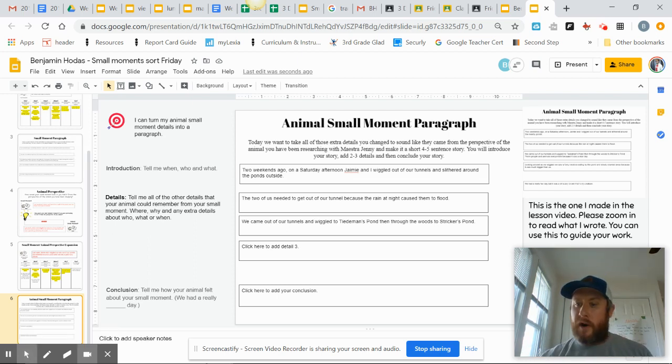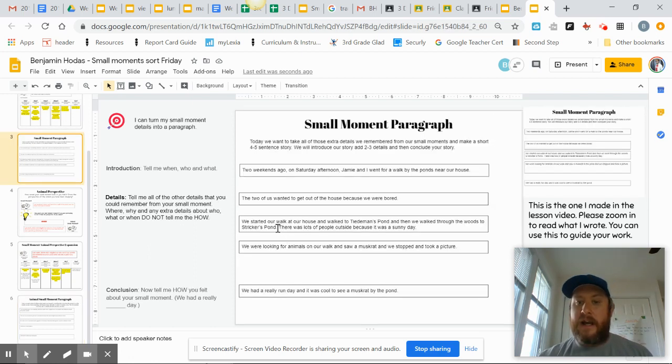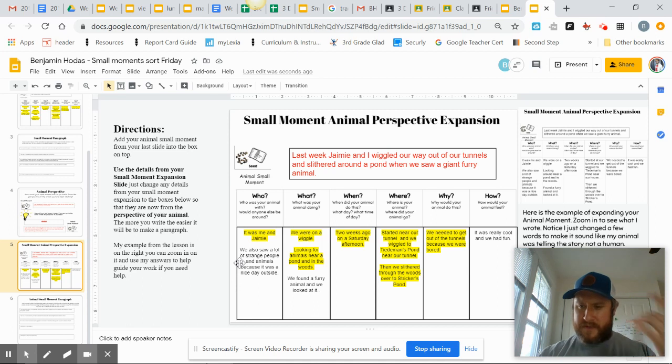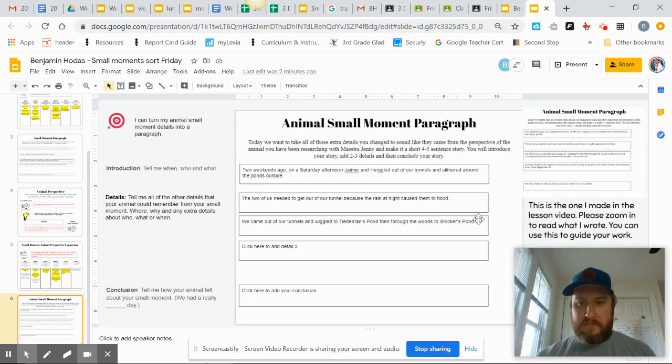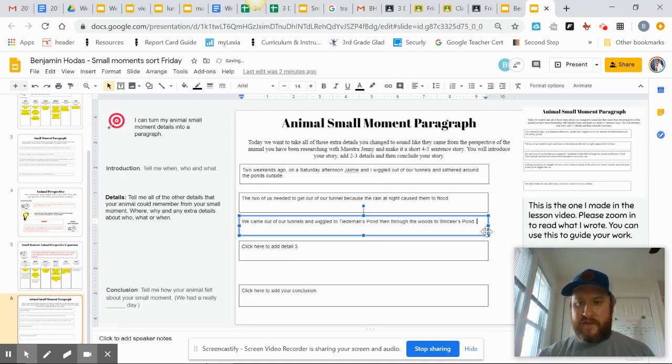If we go back to our human paragraph, let's see what the next sentence I wrote was. Oh, it looks like I added another detail into this one. And it was, there was lots of people outside because it was a sunny day, all right? Now, from a worm's perspective, that might sound something like, we also saw a lot of strange people and animals because it was a nice day. So I'm going to add that right at the end of this sentence, and then we'll check what that looks like.